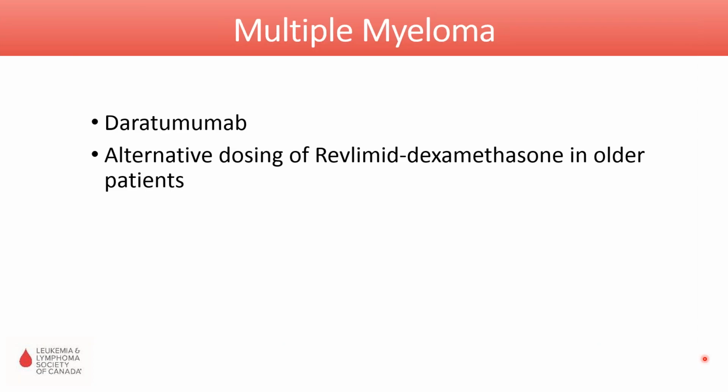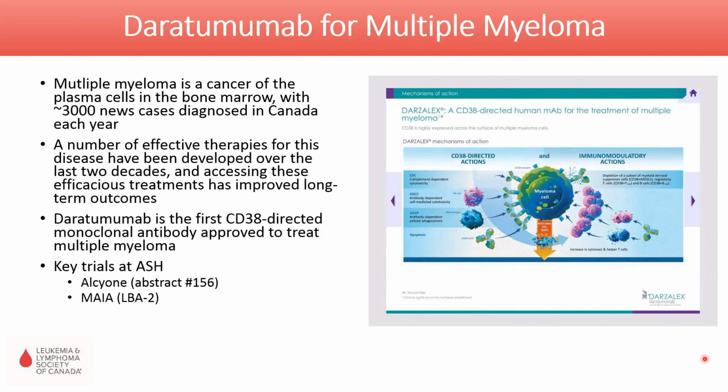So moving on to multiple myeloma, I have 2 studies I want to talk about. One is with Daratumumab for multiple myeloma. So multiple myeloma is a different type of cancer. It's a cancer of the plasma cells in the bone marrow. Again, fairly frequent, 3,000 new cases diagnosed in Canada each year. Lots of different therapies have become available in the last 2 decades, and all of these have contributed to long-term outcomes.